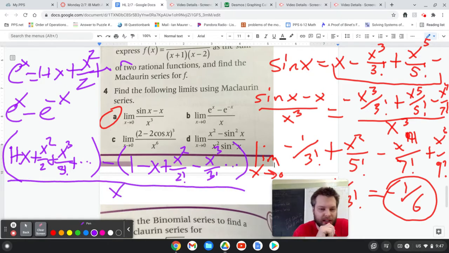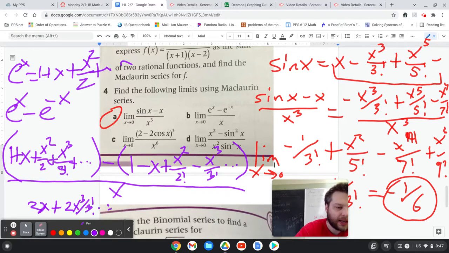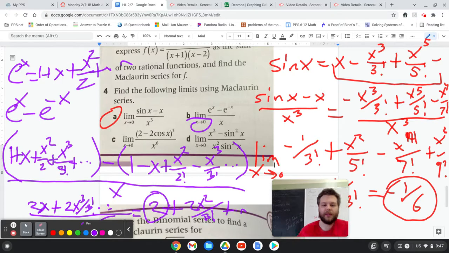There's going to be so much nice canceling here. In fact, all of the even powers will cancel out, and so that leaves us with just 2x plus 2x cubed over 3 factorial dot dot dot, and all of that gets divided by x again. Sorry, I'm trying to squeeze it in there. And so that leaves me with 2 plus 2x squared over 3 factorial plus dot dot dot. And as we do the limit as x approaches 0, we get our answer of 2. So maybe easier than L'Hopital's, maybe not, but it's just another tool to keep in mind.